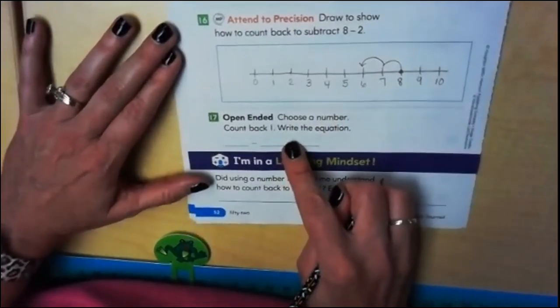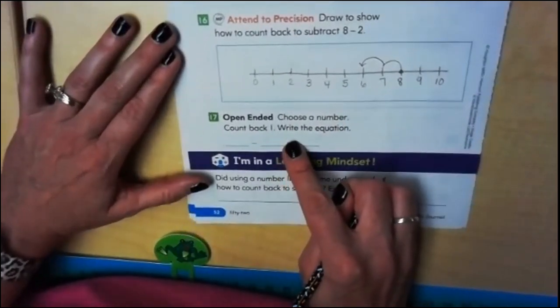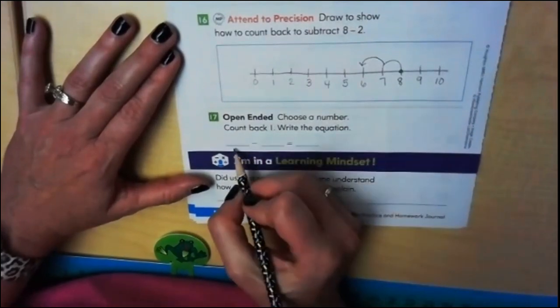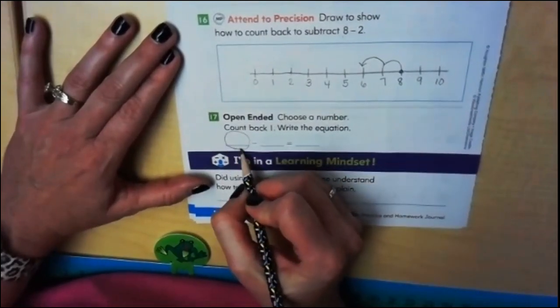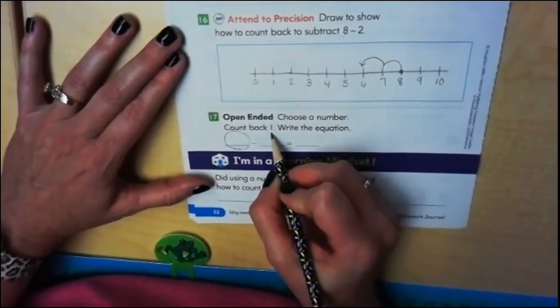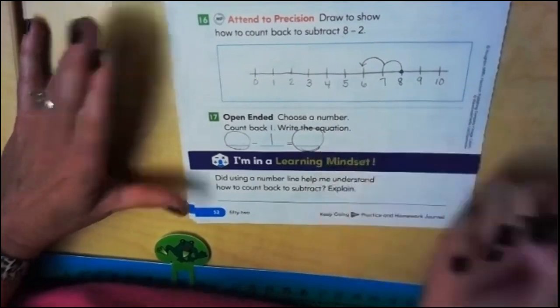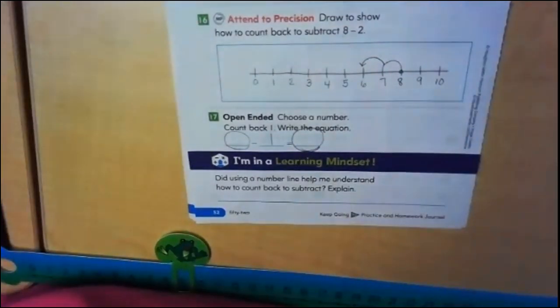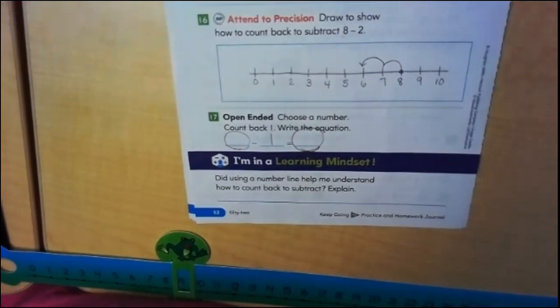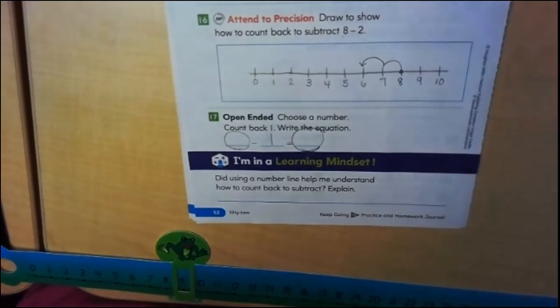Okay, on this one right here, it says choose a number and count back 1. Oh, how fun. So you can choose your own number. You're going to count back 1, and then you'll have your own equation. I'm going to let you do that one on your own, as well as math on the spot video. I hope you enjoyed today's lesson on counting back to subtract.